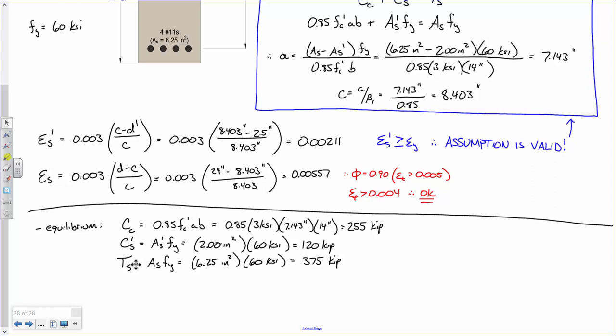If that strain was lower, if it was like 0.001 or something like that, then this wouldn't be area of steel times Fy. It would be the area of steel times some stress. And we would calculate the stress as E times the strain. And so that strain would be whatever this is. Does that make sense? Yeah. Yes, sir.